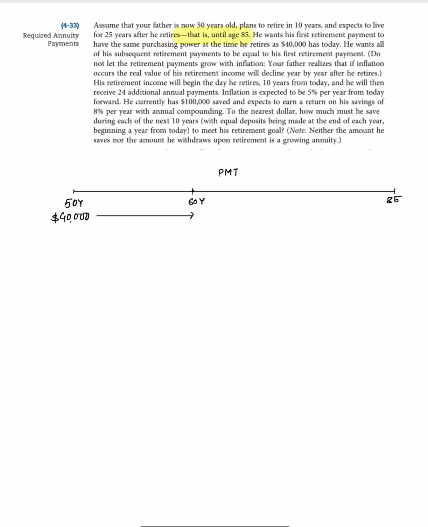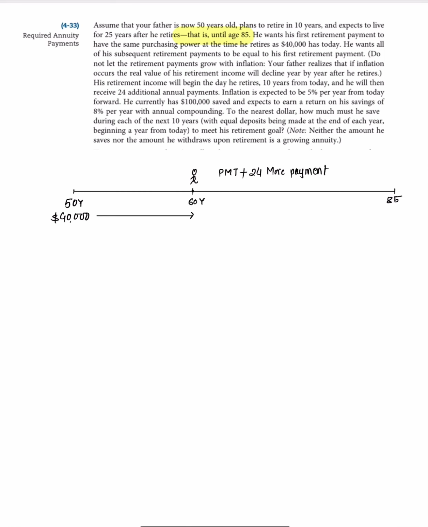Moving forward, his retirement income will begin the day he retires. So that basically means that if he's going to retire at the age of 60, he would like to receive the payment right up front, right? So at the beginning of the 60th year, he'd like to have the payment. He retires 10 years from today, and he will then receive 24 additional annual payments. That means he receives the first installment here, and then for the 25 years, the first installment is followed by 24 more installments, right?